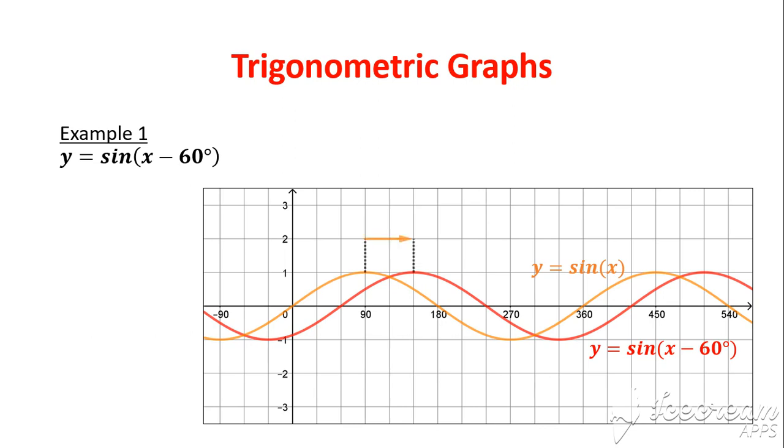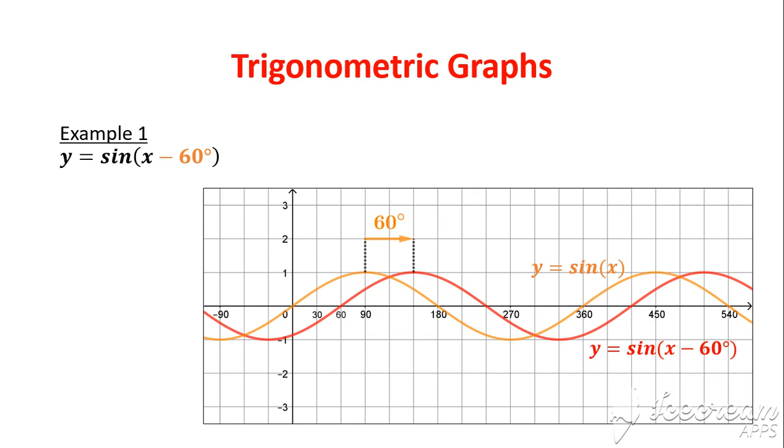Now, hopefully you've figured out that it's just moving one graph sideways. So I'm going to take the sine x graph and take this peak value here and move it 2 squares to the right. Now, 2 squares represents 60 degrees because each square we're counting up 30, 60, 90. So each square is 30. So 2 squares is 60 degrees. So we're moving the sine x graph 60 degrees to the right to get to our new graph, y equal to sine bracket x minus 60 degrees.